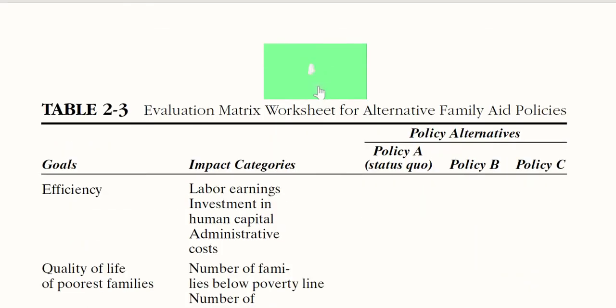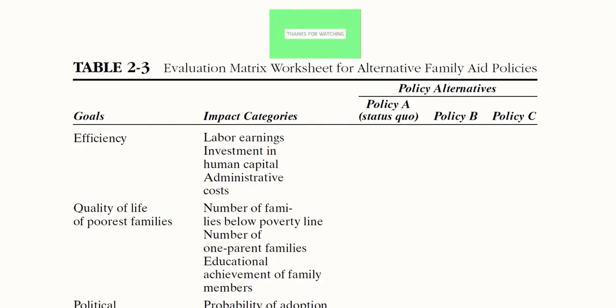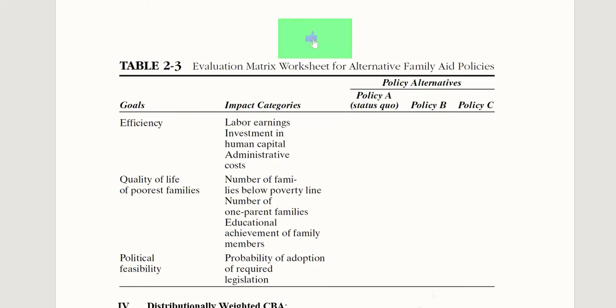Let us see this table. It can help us to understand the whole thing. You can see that it's a kind of matrix or a table in which alternative family aid policies are given. Here we have goals, impact categories and policy alternatives. These are the goals that we are trying to achieve. These are the various impact categories that we want to achieve under these goals. There are subcategories, and these are the policy alternatives. Policy A is the status quo. It means that we are not undertaking any project. Policy B is an alternative project, and policy C is another alternative intervention.